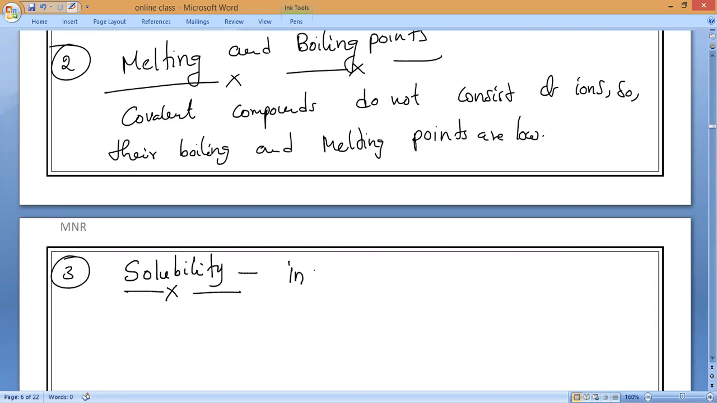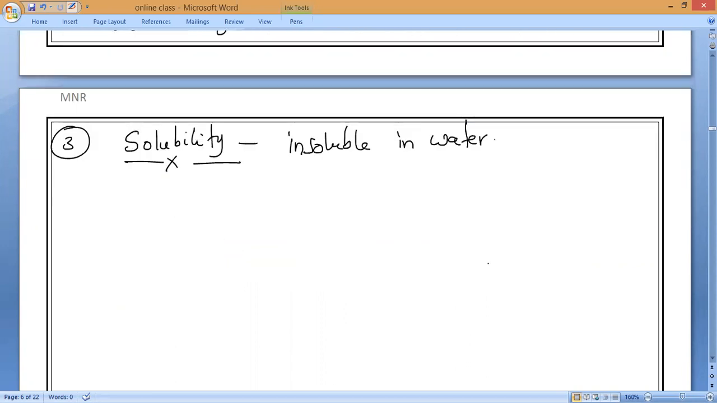Solubility, they are insoluble in water. Please remember, insoluble in water. But of course, some compounds are there, for example, glucose, sucrose. Basically, I am saying, generally, covalent compounds are insoluble in water. But some will be soluble, like glucose, sucrose, and sugar.